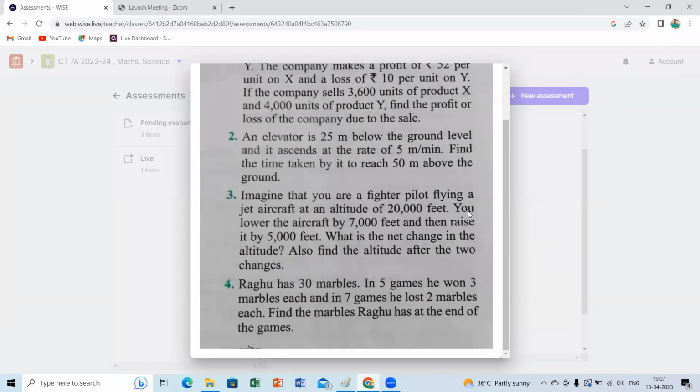Flying at a height of 20,000 feet above the ground, you lower the aircraft by 7,000 feet. That means 20,000 minus 7,000, which is 13,000 feet. Then it raises by 5,000. Raises means you have to add to 13,000. 13,000 plus 5,000 is 18,000 feet. That is the altitude after changing. After the two changes, the altitude of the aircraft is 18,000 feet. Now they're asking another question: what is the net change in the altitude? Initially the aircraft is at 20,000. After two changes, it is at 18,000 feet. What is the net change here? 2,000 feet. 20,000 minus 18,000 is 2,000.